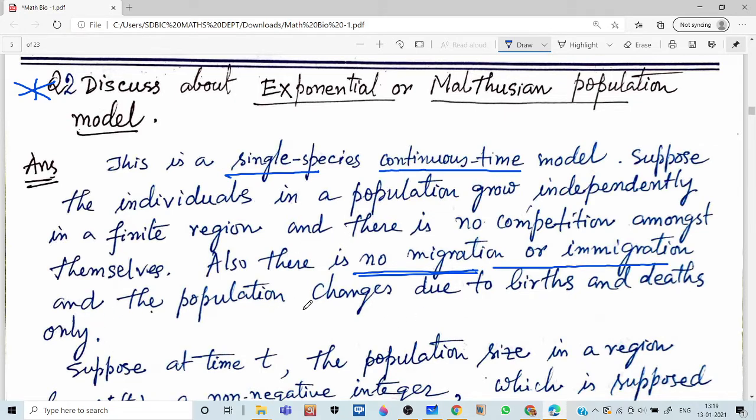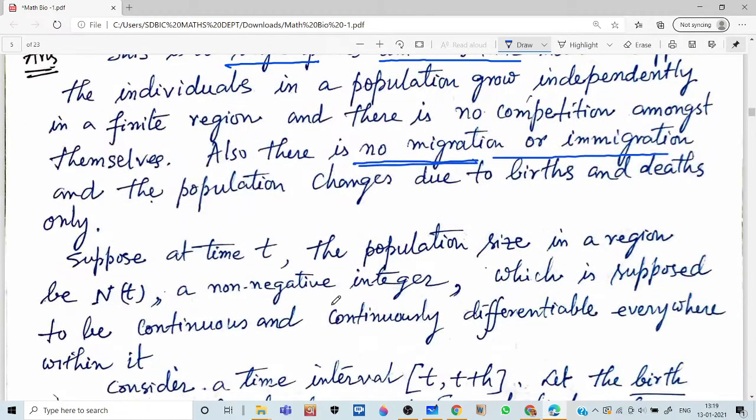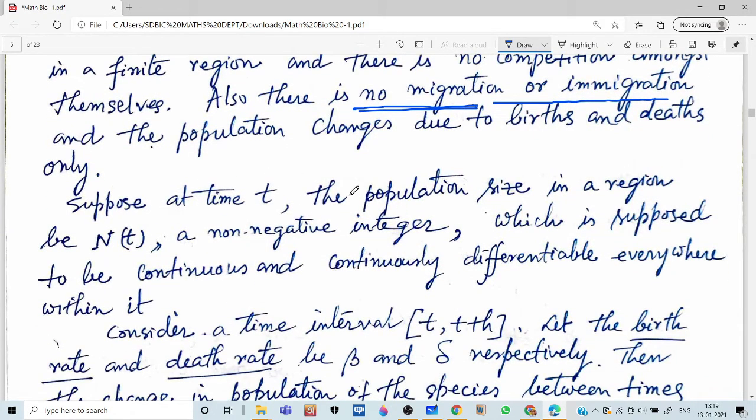The population changes due to births and deaths only. No output or input from outside. Suppose at time t, the population size in a region be capital N_t. t is a time variable, and N_t, the population size, is a non-negative integer, since this is the number of individuals. It is supposed to be continuous and continuously differentiable everywhere within it.